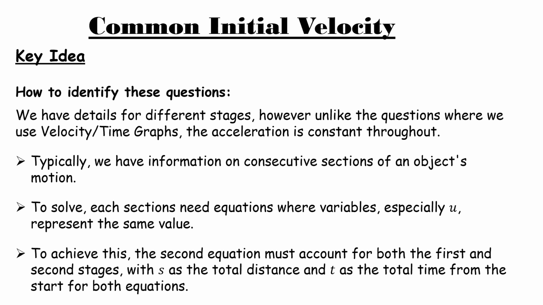So the hint really is in the name, common initial velocity. Here we're talking about questions where we have different stages. But unlike our velocity time graphs, we have just one acceleration throughout the whole question. So we use velocity time graphs when we have different sections and each section has a different acceleration or deceleration, or in some cases, no acceleration, it's constant speed. But in these questions, we will still have the sections, but we're going to see that that acceleration doesn't change.